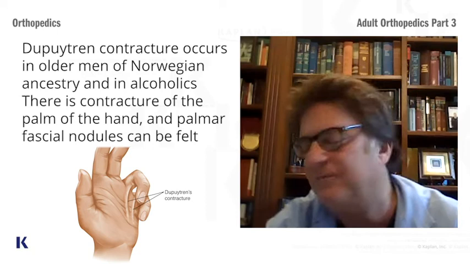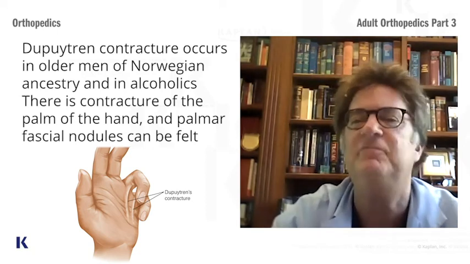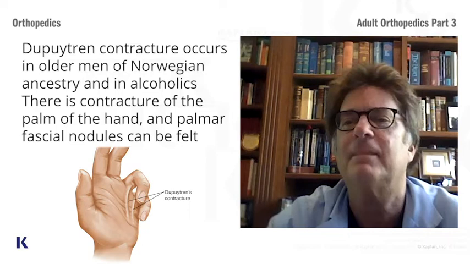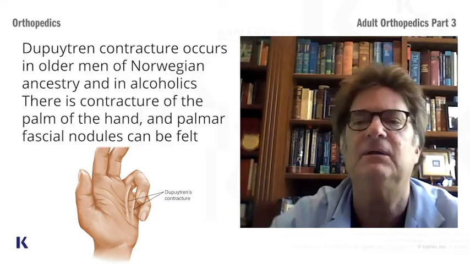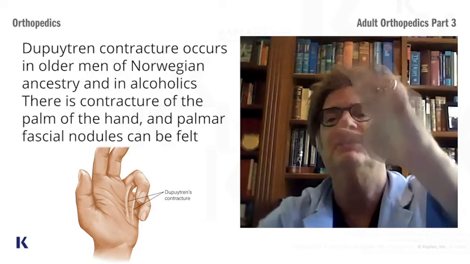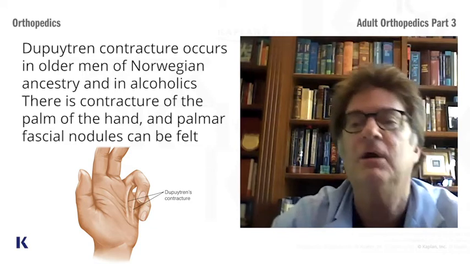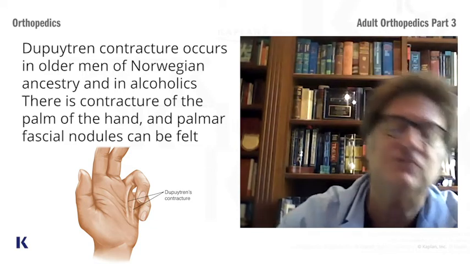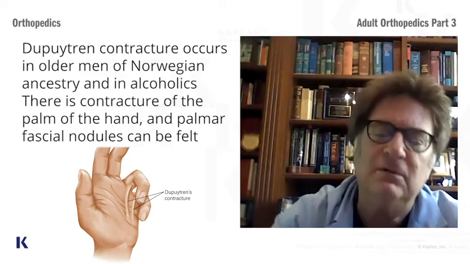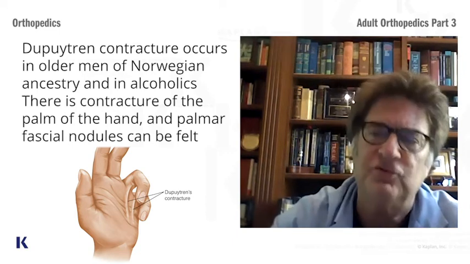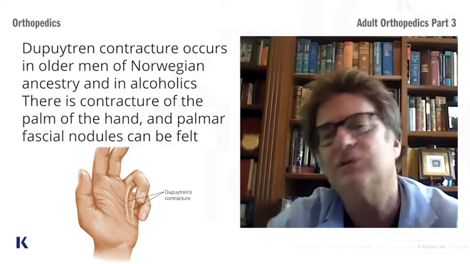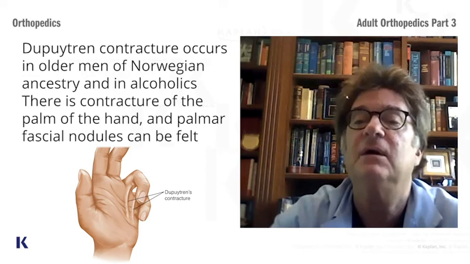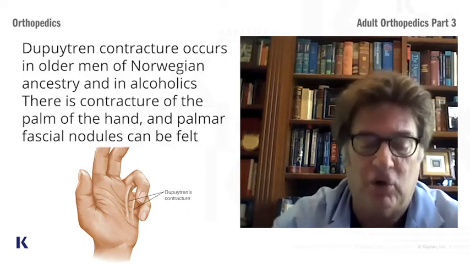The vast majority of Dupuytren's we leave be, because the patients are not terribly disturbed by it, generally speaking. They can go like this, they just can't extend completely, and they don't usually have pain. There are medications which possibly can help. Surgery is not easy surgery. It requires a hand surgeon. Again, you don't need to know any of this. You only need to know that you'll see it commonly, in Norwegians and alcoholics. All right.